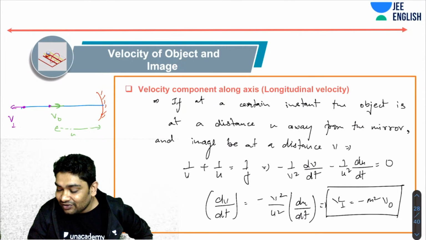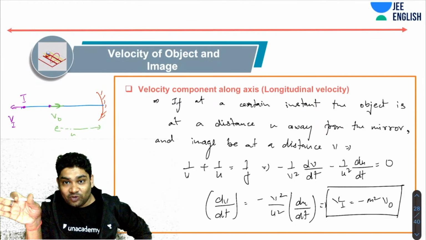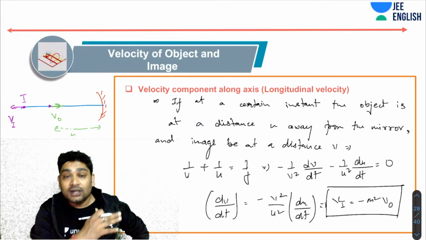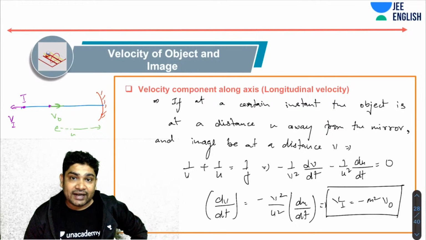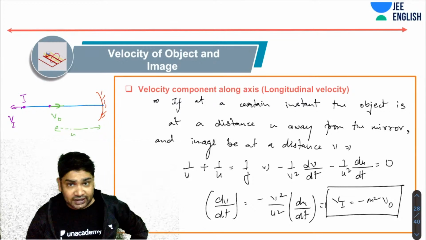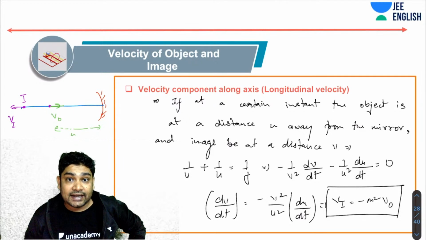This is the image I. So if the object is moving towards the principal axis, towards the pole, then the image will be moving away from the pole and vice versa. That is why you have the negative sign. And if you can find the instantaneous m, then you can find the instantaneous velocity. This is the instantaneous velocity, by the way.